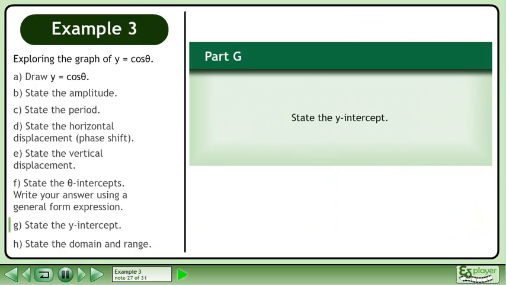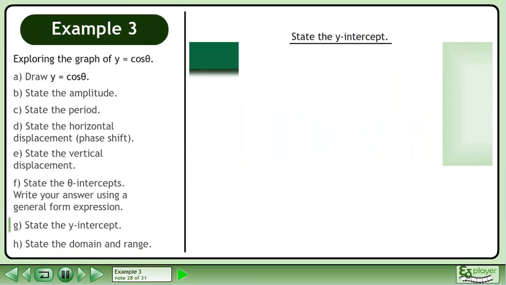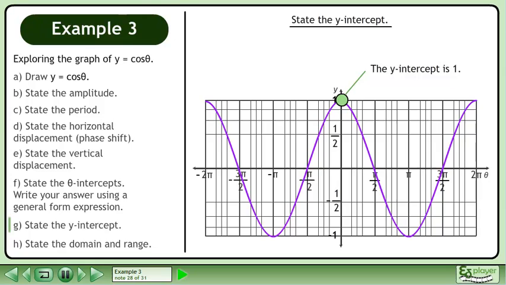In part G, state the y-intercept. The y-intercept is 1.